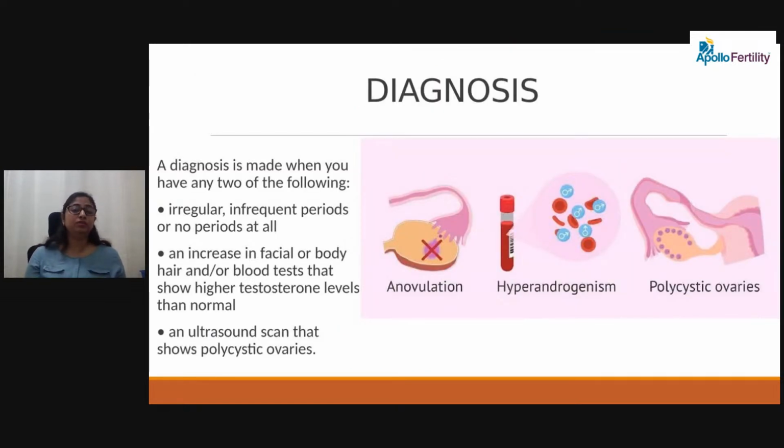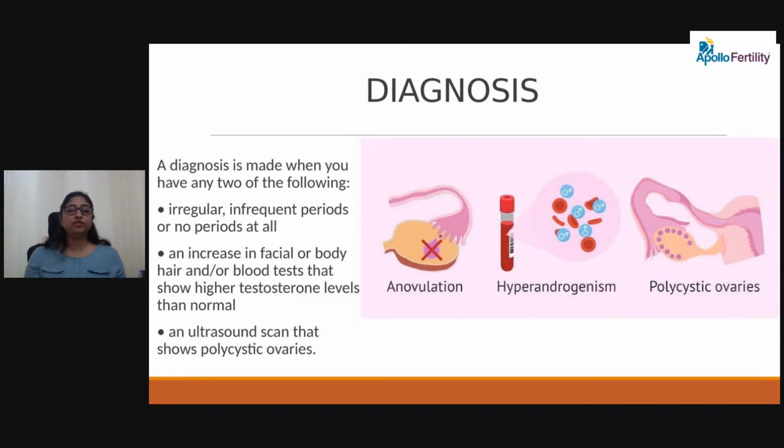Now coming to how to diagnose. There is a certain criteria for the diagnosis of PCOS. Just by seeing that someone is overweight or having acne, we cannot say it is PCOS. For the proper diagnosis, there is a criteria, and when a woman fits this criteria, then only PCOS is diagnosed. So the diagnosis is made when you have two of the following features.